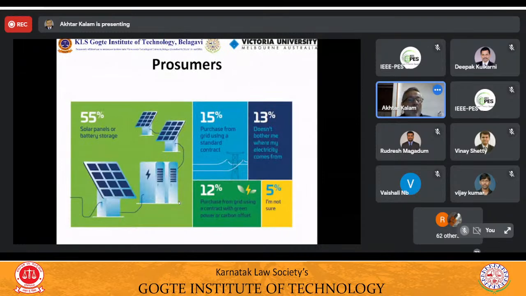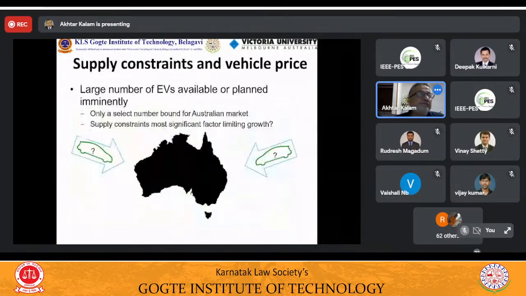Now, what is the constraint? Why do we not have electric vehicles? If I had given this lecture about 5 years back, I would have said that by 2020, we would have about 10 to 20% of our vehicles electric. And we have less than 1% of our vehicles electric. The reason is that we do not have enough electric vehicles coming.